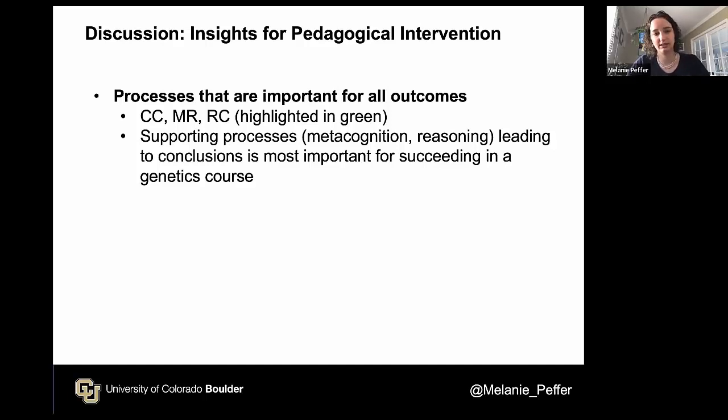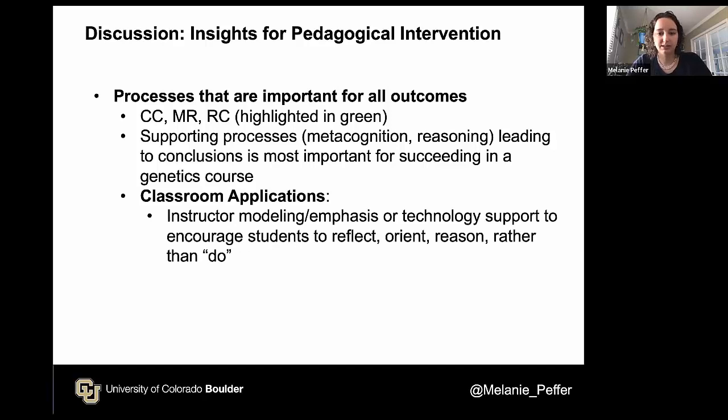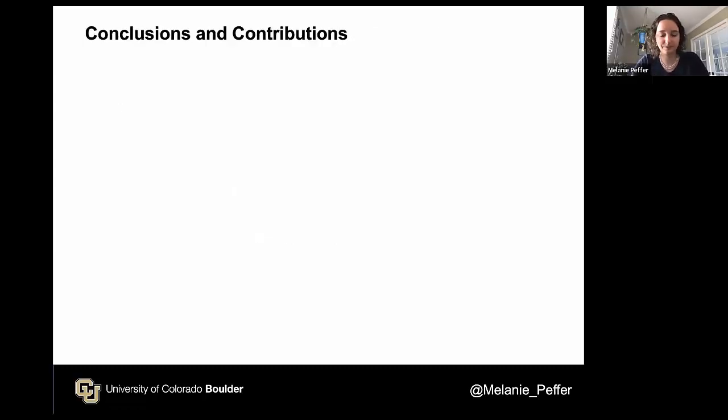So it gets back to what I was saying on the last slide, that you need to have this reflection piece along with your claims to really understand what's going on and to really be successful at problem solving. So possible classroom applications, again, the role of instructor modeling, or some kind of technological support that helps remind students to reflect and to orient and reason rather than just do the problems and get it done so you can turn it in. So it's about thinking how the instructor or other technologies could help support students to think a little bit deeper rather than just try to get it done as quickly as possible.